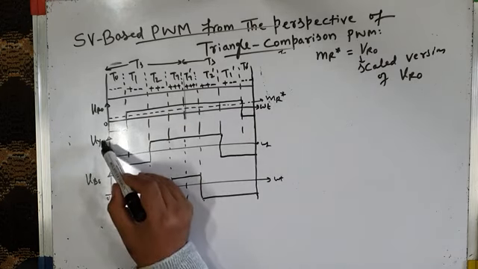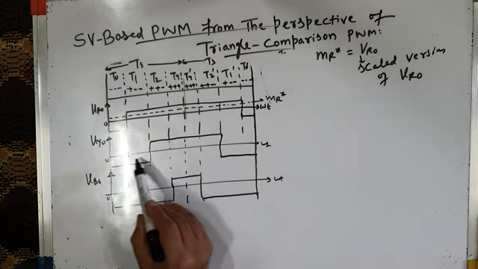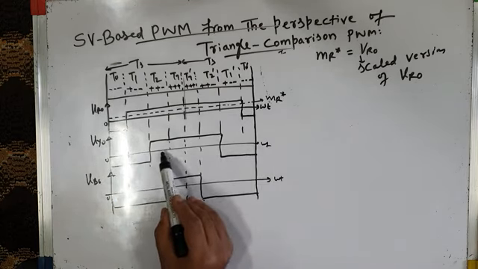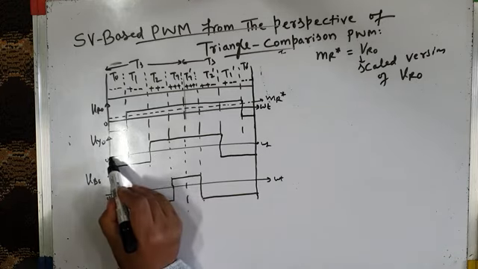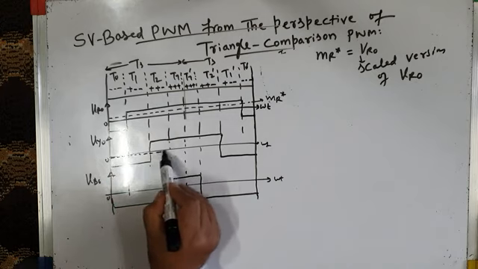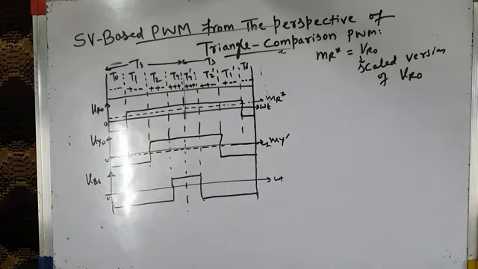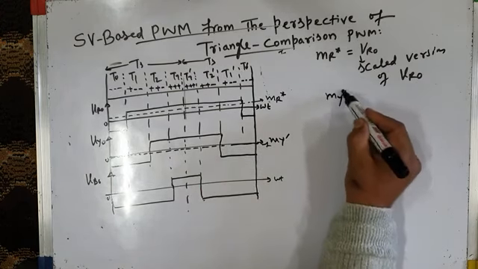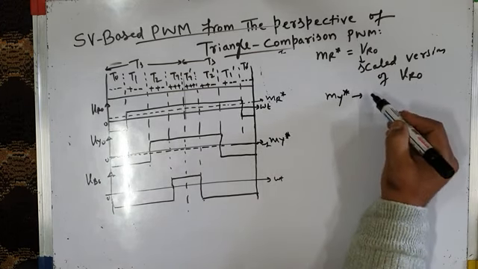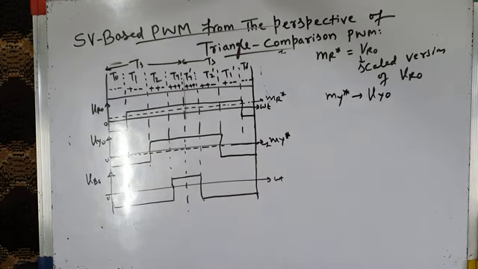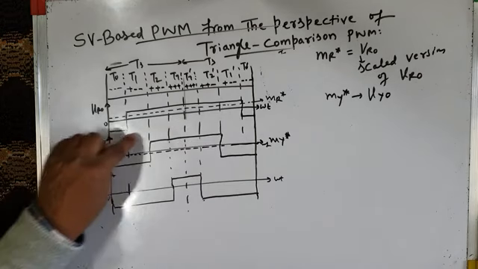Let us come to the VYO pole voltage. VYO pole voltage is like this. So here, what will be the average pole voltage? The average pole voltage here will be almost equal to 0. Let me show that by a dashed line like this. This is the average pole voltage, and this will be MY star, because MY star is also a scaled version of pole voltage VYO. It's nearly equal to 0, because if you find the average value of this pole voltage VYO, it is very nearly equal to 0.